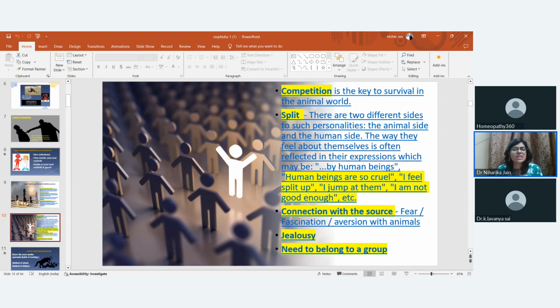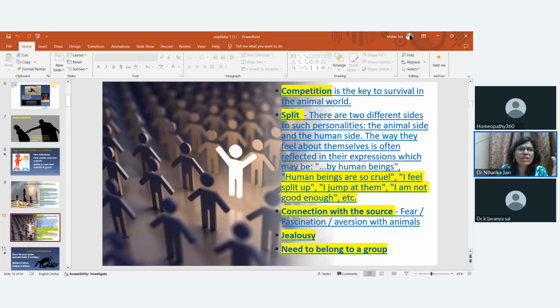Connection with the source, so they have fear. Here we are talking about connection with the source, maybe it belongs to the Lachesis or Naja or Cascavella, Crotalus. So they have fear with a particular source also. If you ask about the fear, they tell you the same, that I have very much fear of red and yellow, black and yellow kind of snakes.